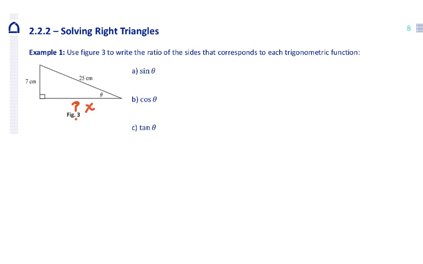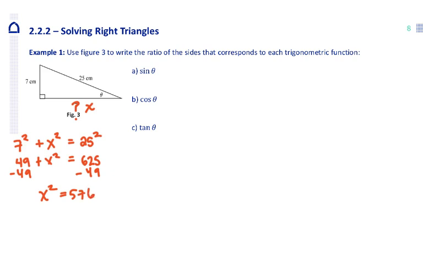We'll call this side x. So 7 squared, the leg squared, plus x squared should equal 25 squared. So 49 plus x squared equals 625. So then we'll subtract 49 from both sides, and we'll get x squared equals 576. And then we'll take the square root of both sides, and we'll find out that the missing side x is 24.